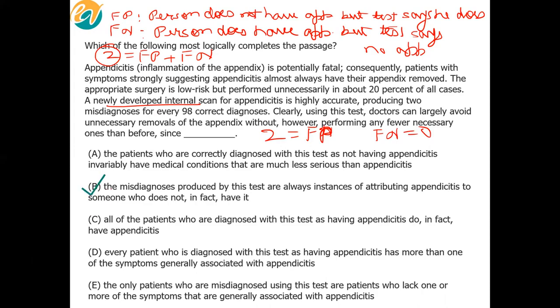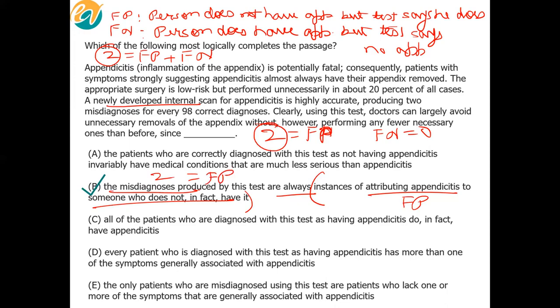The misdiagnosis produced by this test are always what? Instances of attributing appendicitis to someone who does not, in fact, have it. Attributing appendicitis to someone who does not, in fact, have it: false positive. So both these misdiagnoses have to be false positive. That's what Baker is saying.